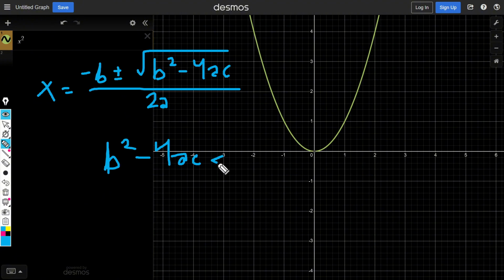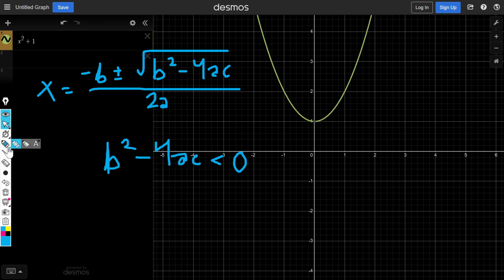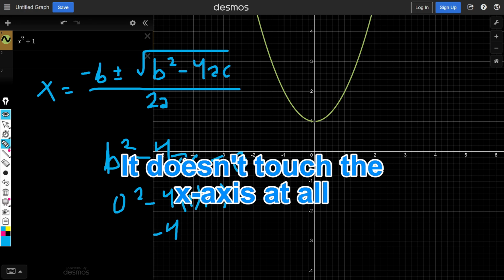But see, when you get a value that is less than 0, that means you have imaginary roots. When you graph it, it won't touch the x-axis at all. We can take x squared plus 1 for example. If you plug in the values, then you should get yourself -4. And if you look at the graph, you can see it doesn't touch it at all.